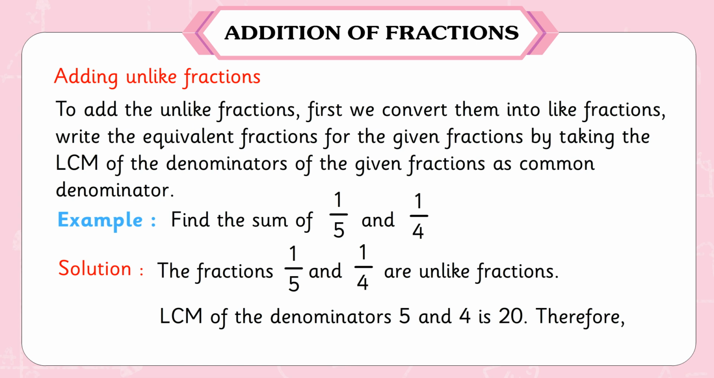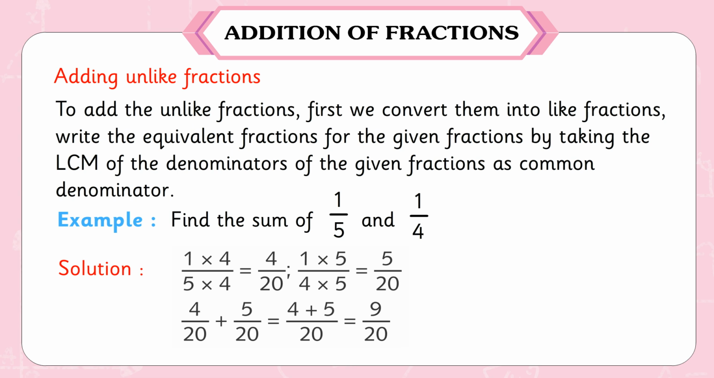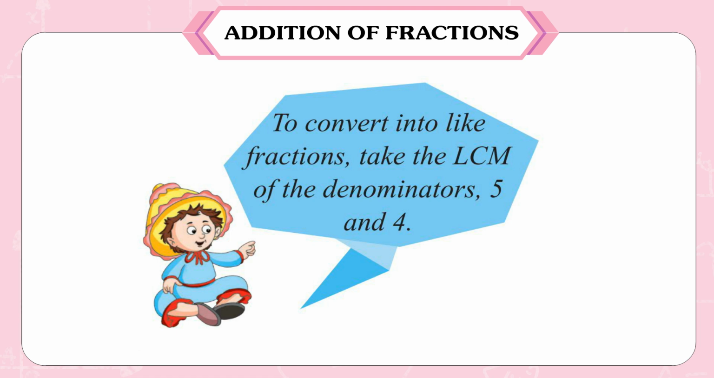LCM of the denominators 5 and 4 is 20. Therefore, 1 into 4 by 5 into 4 is equal to 4 by 20. 1 into 5 by 4 into 5 is equal to 5 by 20. 4 by 20 plus 5 by 20 is equal to 4 plus 5 by 20 is equal to 9 by 20. Answer: 9 by 20. To convert into like fractions, take the LCM of the denominators 5 and 4.